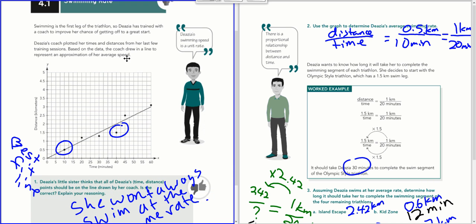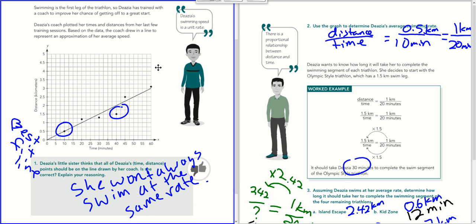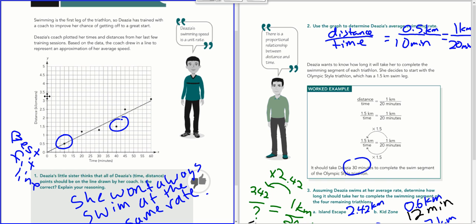So we started on page 209. I was right the first time, 209, and we looked at the situation. The swimmer is having all of her times and distances graphed. Basically, her coach drew a line through the points, and you'll notice it doesn't completely trace it. So we talked about this being the best fit line.